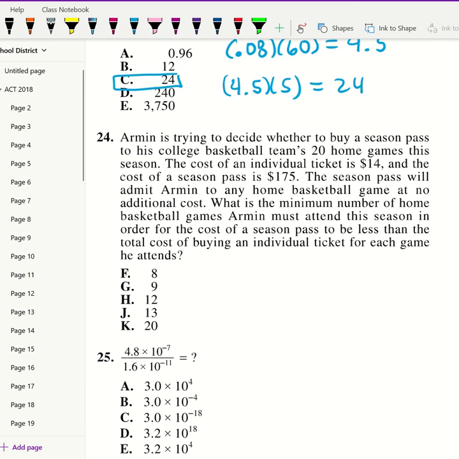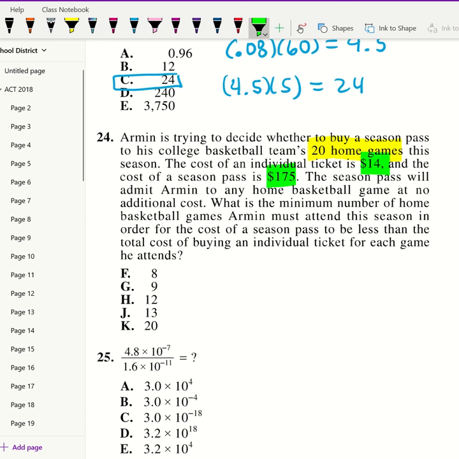Okay, Armin is trying to decide whether to buy a season pass to his college basketball team's 20 home games. The cost of an individual ticket is $14. The season pass is $175. The season pass will allow Armin to go to any game at no cost. What is the minimum number of home games that Armin should attend in order to make the cost of the season pass less than the cost of buying individual tickets? We're trying to find out basically how many games would he need to go to make it worth his money to buy the season pass.